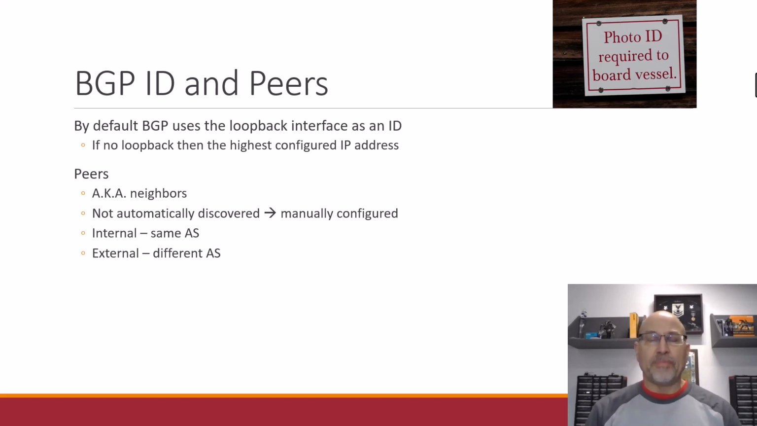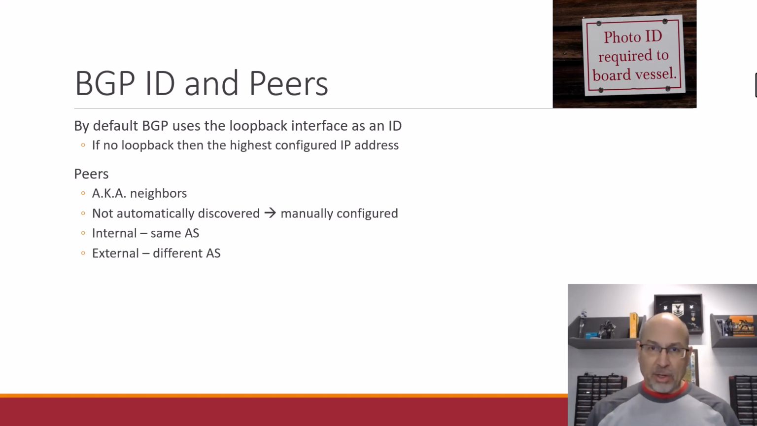By default, the BGP system, at least on Cisco's, uses the loopback interface as an ID, and we'll see that later on. If you don't have a loopback configured, then it grabs the highest configured IP address. This is similar to what OSPF does. It grabs an IP address that's one of your interfaces. The bummer about that is that you never really know who you're talking to unless you have your topology memorized. So by specifying the ID, and a lot of times making sure that ID is the loopback, we know exactly who we're talking to.